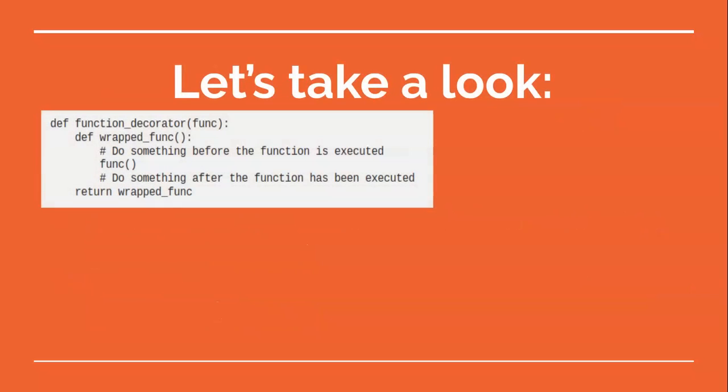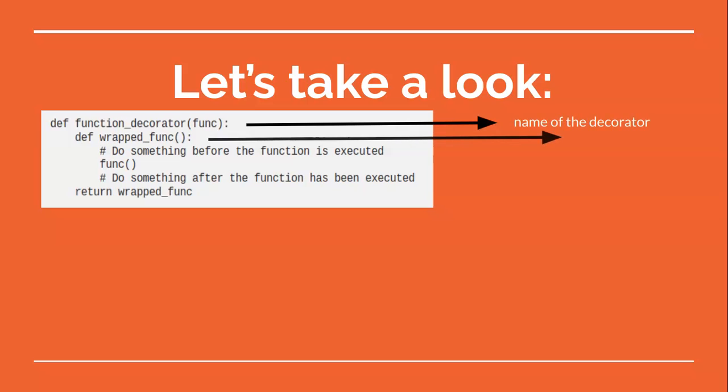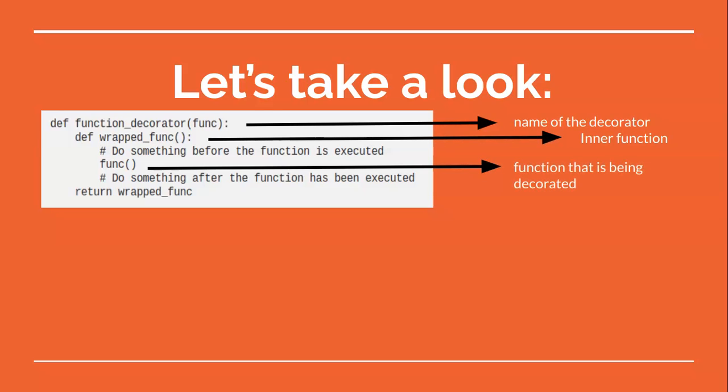Let's take a look at some code as follows. The above code is a definition of a decorator that decorates a function. function_decorator is the name of the decorator. wrapped_func is the name of the inner function, which is only used in this decorator definition. func is the function that is being decorated. In the inner function wrapped_func, we can do whatever we want before and after func is called.